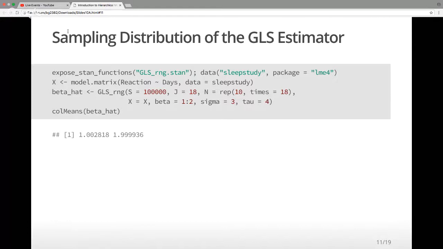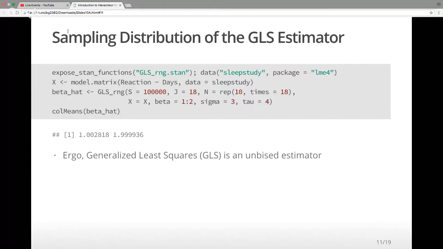We pass in X. We pass in a vector of coefficients 1 and 2 for beta, 3 and 4 for sigma. Expose this to Stan. Estimate the expectation of the sampling distribution of our estimator for the coefficients, and it comes out very close to 1 and very close to 2 on average. So if we average down these 100,000 on each of these two columns, we have successfully gotten an unbiased estimator of the coefficients beta.